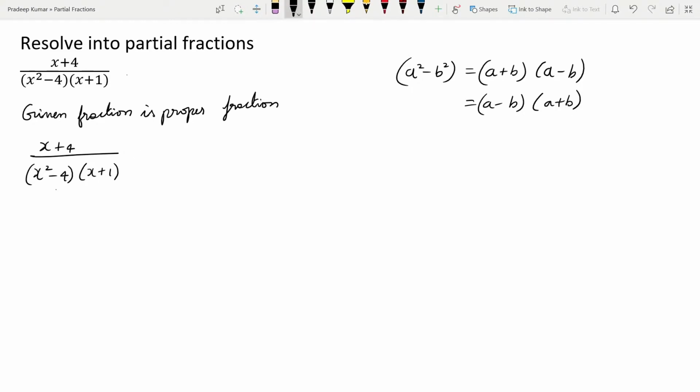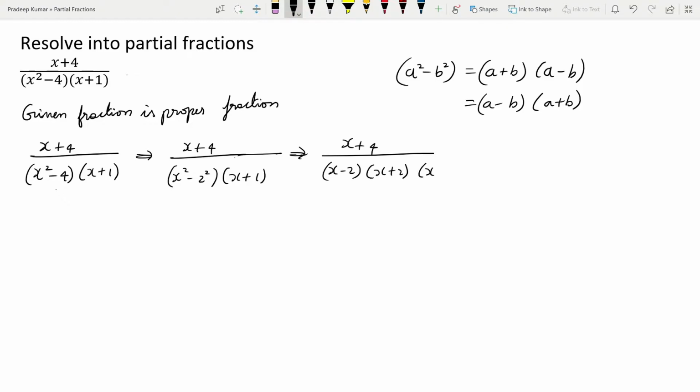This 4 we can write like this, (x + 4) / (x² − 2²), and x + 1 as it is. So in place of 4 I have written 2². Now this is exactly acting like the formula a² − b². So now we'll further solve it. This is (x + 4) / ((x − 2)(x + 2)) and (x + 1) as the same. I just resolved x² − 2² as (x − 2)(x + 2) by using the above formula.